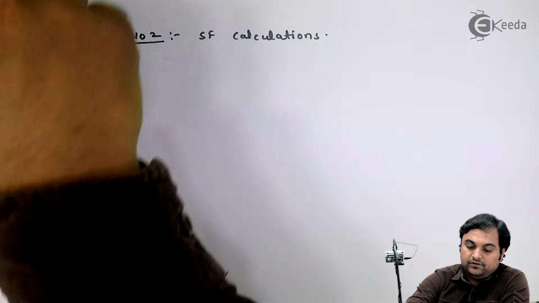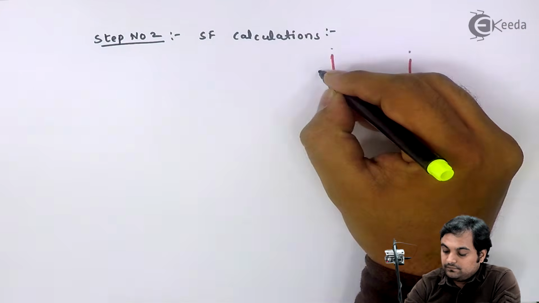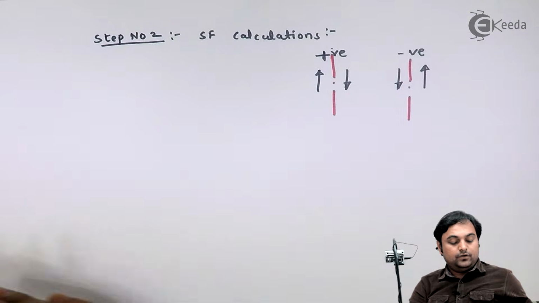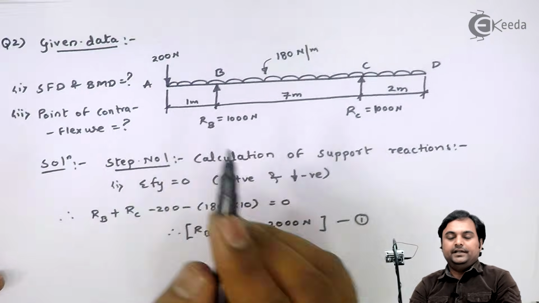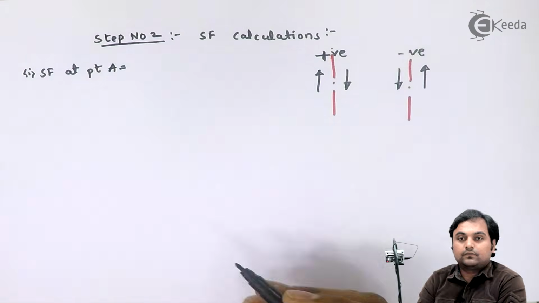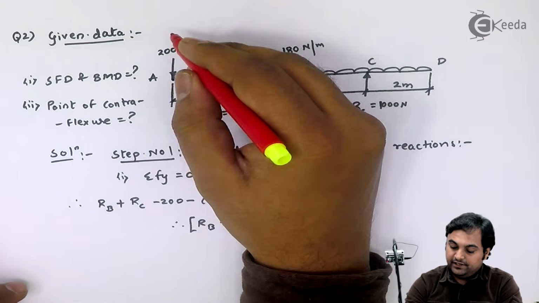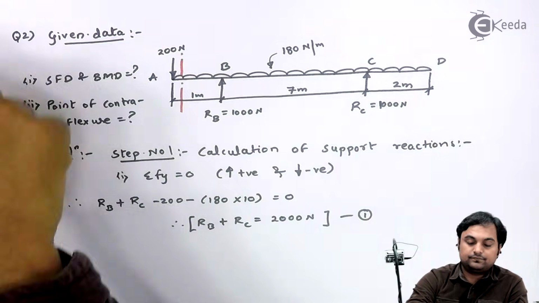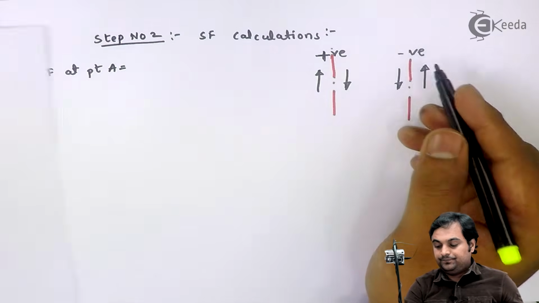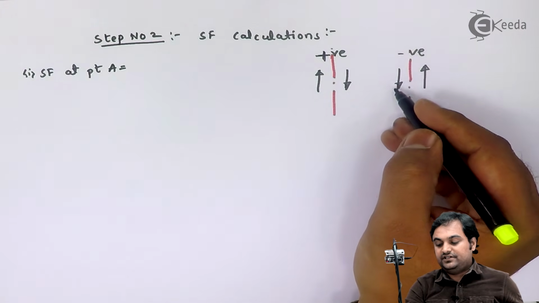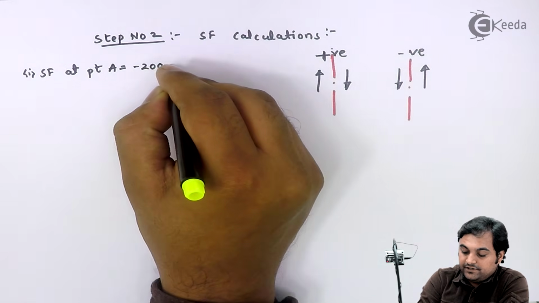SF calculations. For this, I will first draw the sign convention. Now, when I am calculating shear force, first I will calculate it at point A. For that, I will be taking the section just close to A on the right side. If I take this section, to the left of it, I have 200 Newton which is acting downward. So, to the left of the section, if there is downward load, it is negative. So, here I have minus 200 Newton.